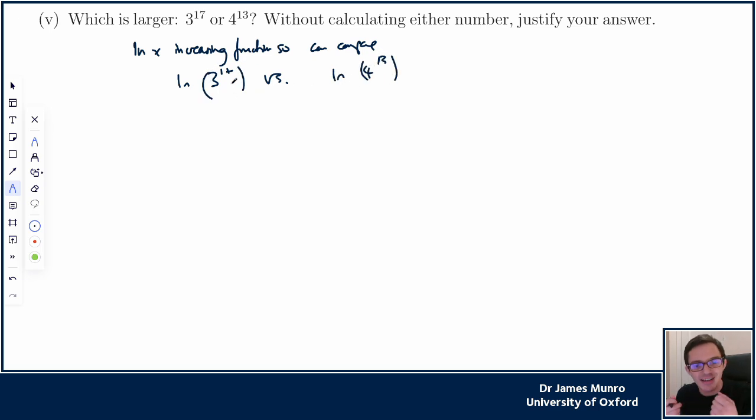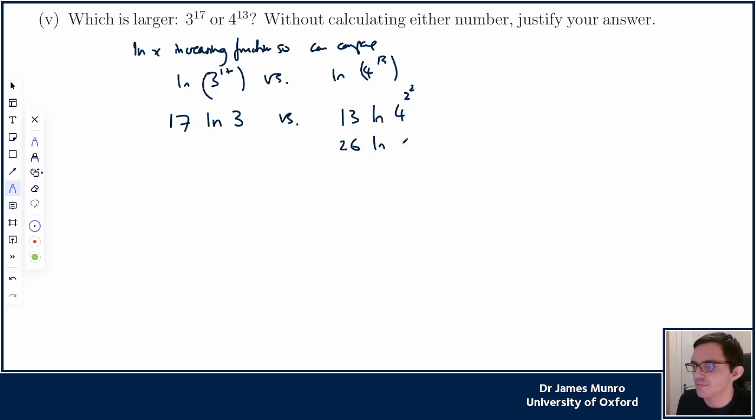The reason I want to do that is that logarithms tend to simplify powers like this, because of that rule that you can bring down the power out the front. So we have 17 log 3 versus 13 log 4, which is bigger? Fight. So this log 4 over here, I could use the fact that 4 is 2 squared. I could maybe have written this as 2 to the 26 from the get-go to make this log 2. We know some facts about log 2 and log 3.